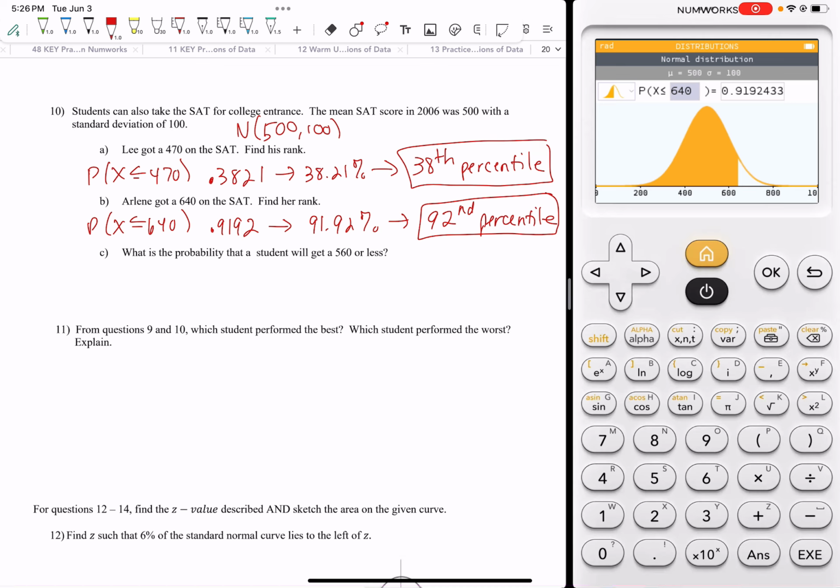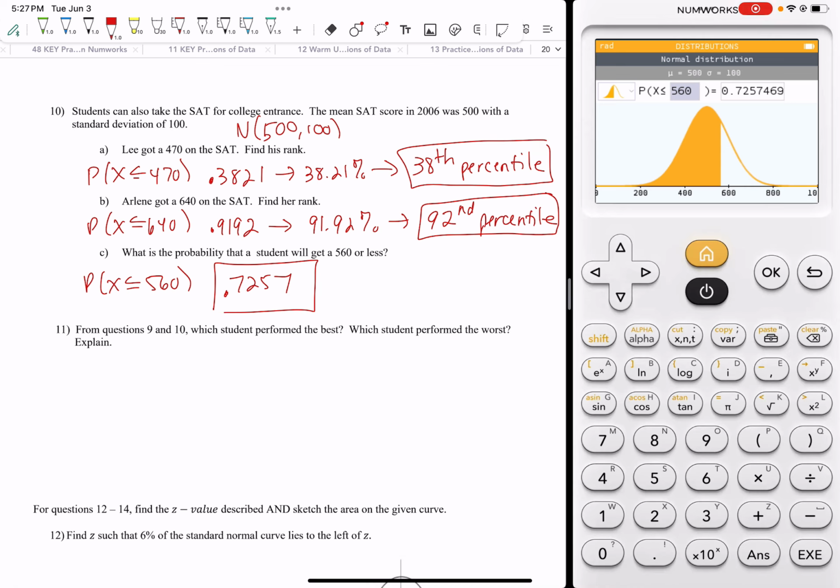Done. What is the probability that a student will get a 560 or less? Again, less than or equal to 560. Everything is the same here in terms of the shading and whatnot. Probability, 0.7257. Done.